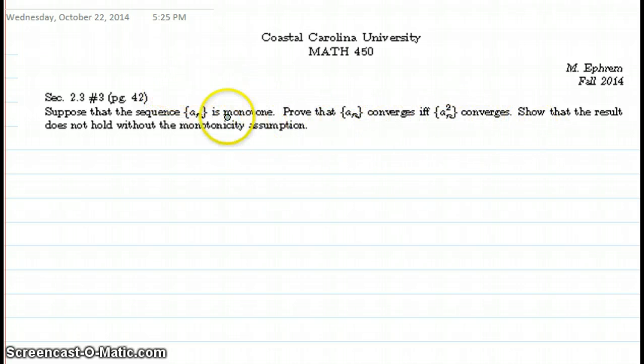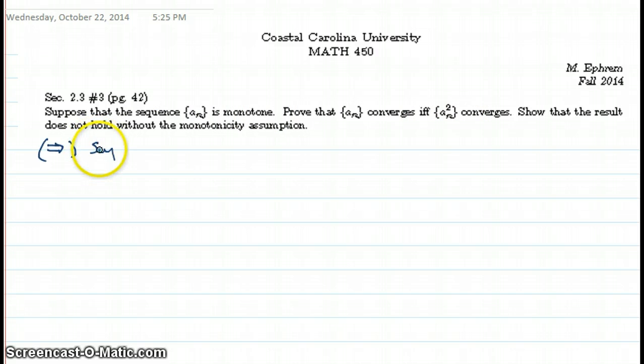And then it also says to check that this doesn't work if the monotonicity assumption is not there. So let's suppose a_n is monotone. Let me do the only if side first. For this, I will assume a_n converges, and then I will show that a_n squared converges. And actually, for this one, I don't even need the assumption of monotonicity.